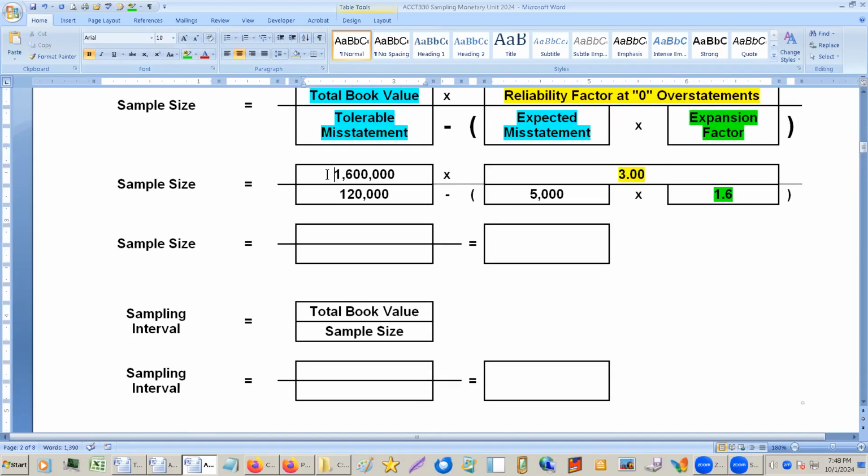Okay, so we're going to multiply 1,600,000 times 3. I'll use my calculator. This calculator is so bashed up, I'm surprised it works, but it does. $1,800,000.